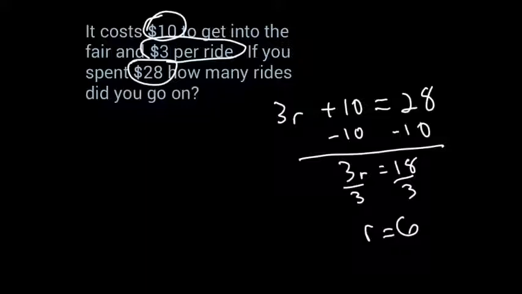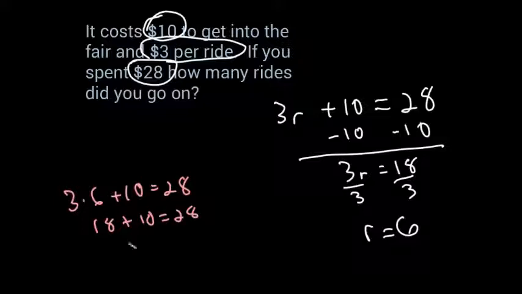So let's just check and make sure we did that correctly. We're going to do 3 times 6 plus 10 equals 28. 3 times 6 is 18, plus 10 equals 28. 18 plus 10 is 28, which equals 28. Got a true statement, so I know I did that correctly.